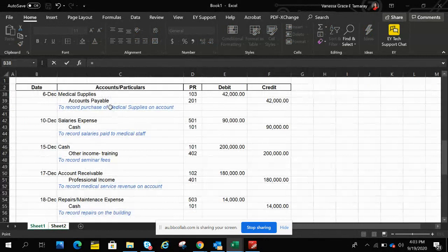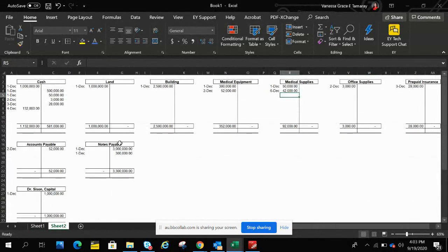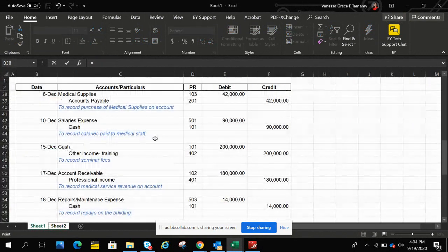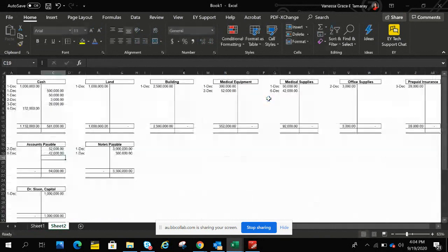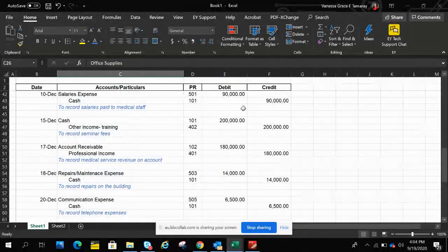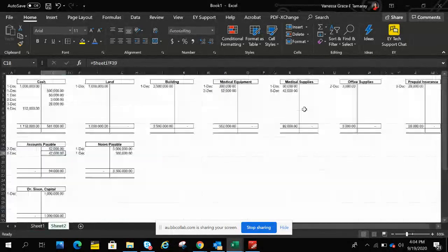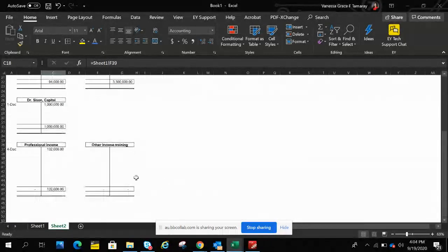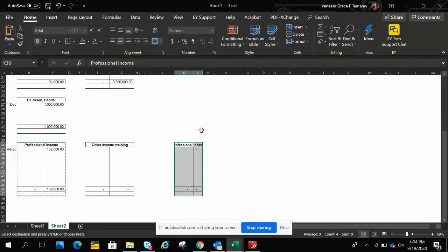Magkano yung medical supplies? 42,000. And then accounts payable, how much? 42,000 pesos. Okay, next. Salaries expense. Debit salaries expense, credit cash. Salaries expense. Wala pa tayong expense accounts. Dito na lang tayo. Salaries expense.